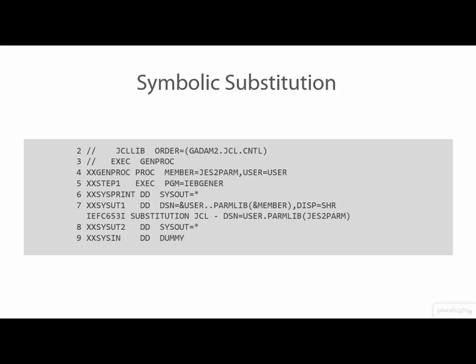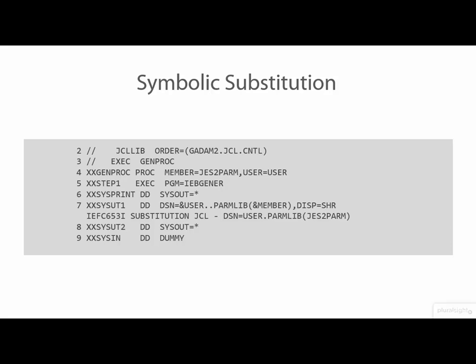In this case, you can see where the symbolic substitution can come from. Notice that we execute our gen proc. We have a default value here of member equals jes2parm and user equals user. When you look at the JCL, you'll see a message indicating substitution JCL. You can see that the member name is a symbol, and that's been replaced with jes2parm, which was our default. And you'll see that user is also a symbol, and that's been replaced with user.